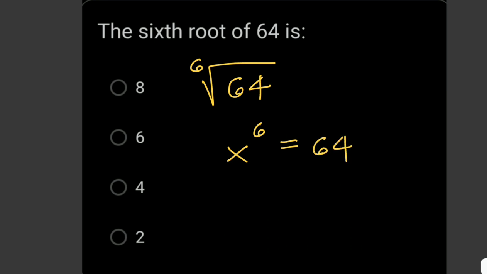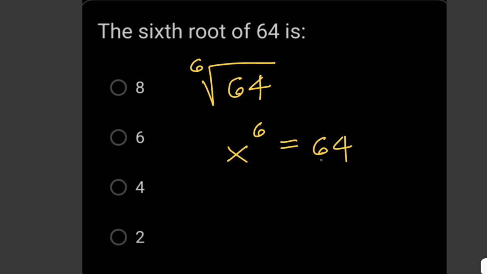The sixth root of 64 is, okay, how do we find or solve for the sixth root of 64? So we can write this in this form. The sixth root of a number refers to finding the number which, when raised to the power of 6, equals the given number. So in this case, you're looking for a number that, when raised to the power of 6, equals 64. So let's say x is the number, so x to the 6 should be equal to 64.